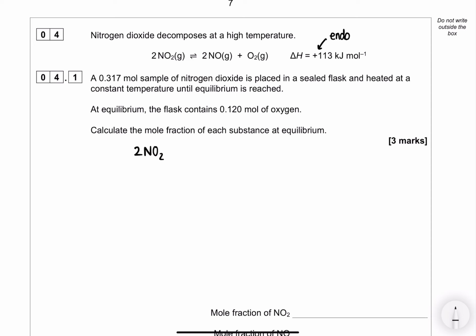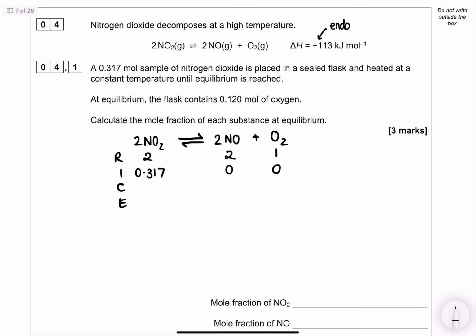So the way I like to do these is to use a little method that you might have heard of. You may call it ICE, I call it RICE. I like to put the ratio down, so the ratio being 2 to 2 to 1. The initial amounts being 0.317 and no products at the start. And then writing down which one they've given me at equilibrium. The equilibrium moles of oxygen is 0.120.